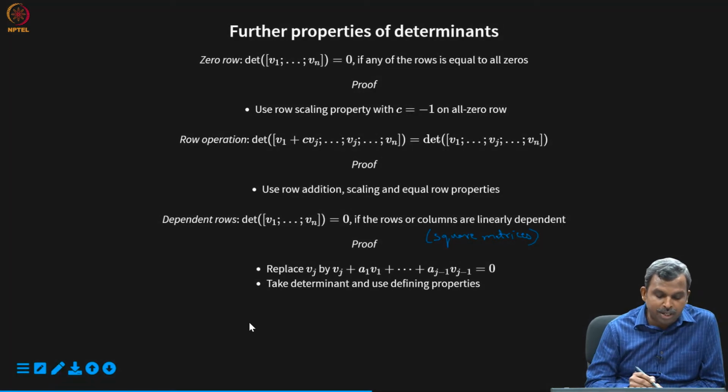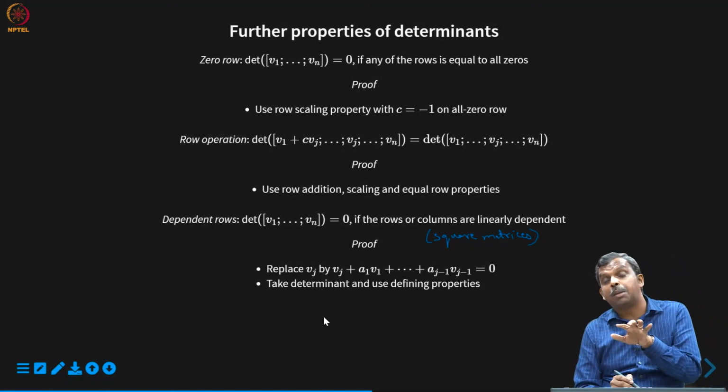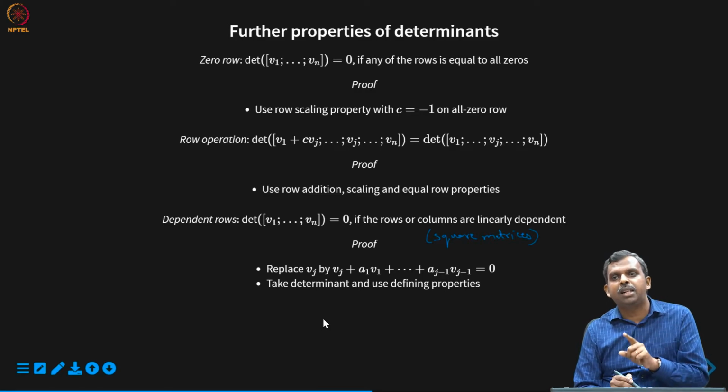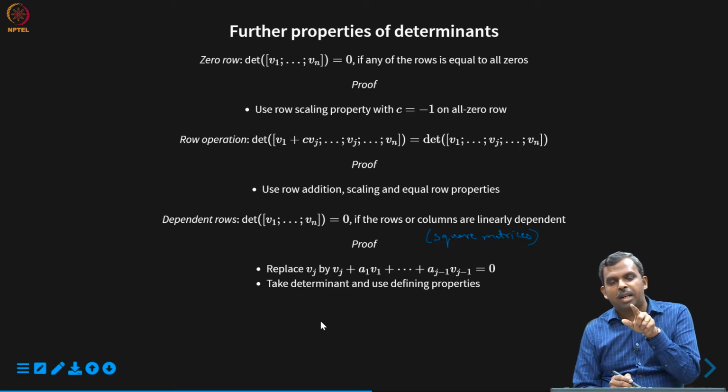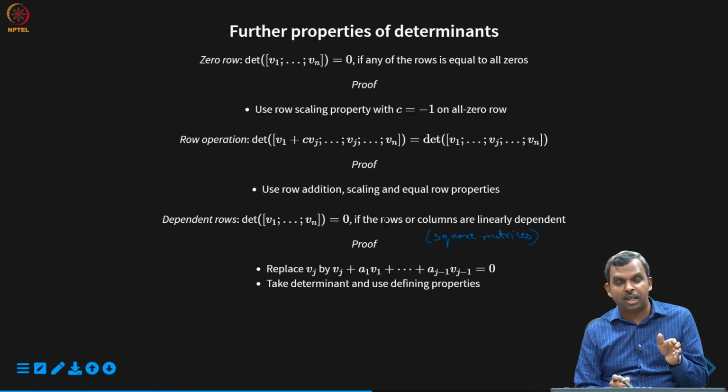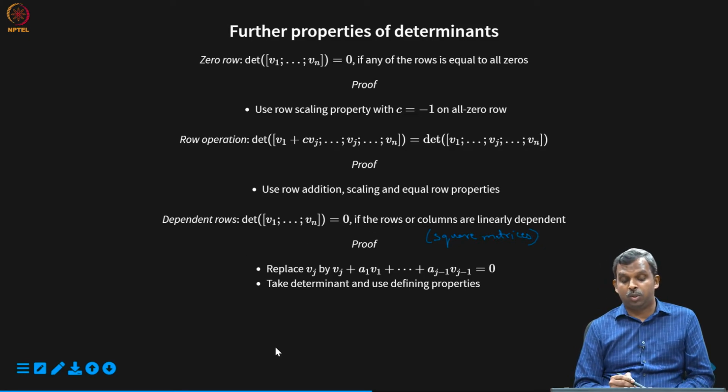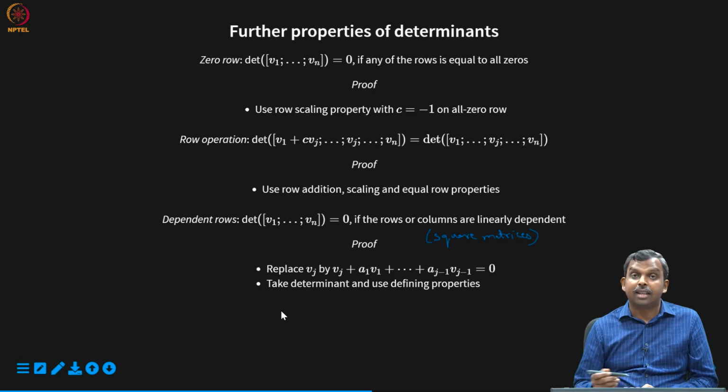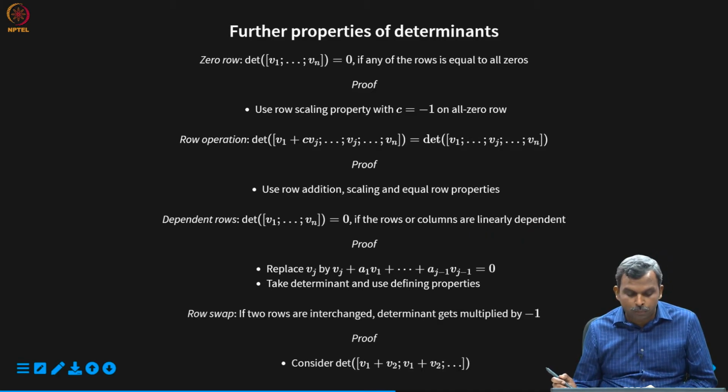So in a square matrix, if the columns are linearly dependent, the rows have to be linearly dependent. Why? Because row rank and column rank are the same. If the columns are linearly dependent, then the column rank is less than n, which means the row rank is also less than n. So if the row rank is less than n, then the rows are also linearly dependent. Whether the columns are linearly dependent or the rows are linearly dependent, the determinant will end up becoming 0. So that's a nice property to know.